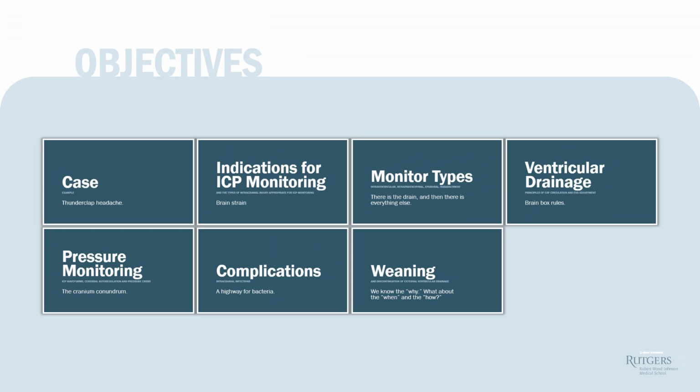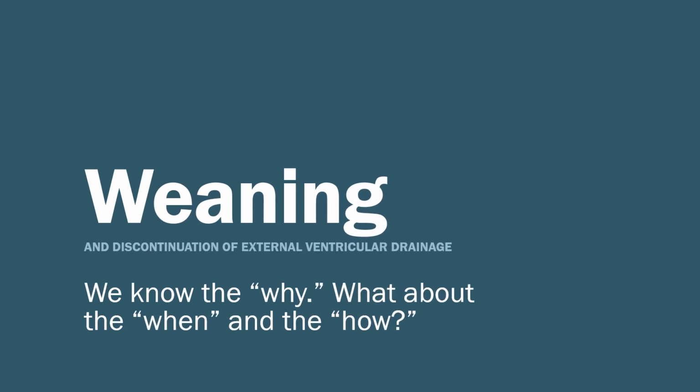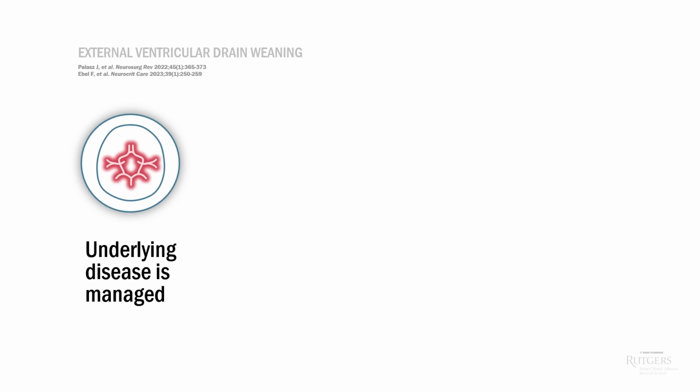And this brings us to the last part of this talk, EVD weaning. The when and the how. The timing of weaning is really defined by the underlying disease. If aneurysmal subarachnoid hemorrhage is the reason EVD was placed, you can estimate the timeline of hydrocephalus and blood clearance and time your wean accordingly. But no two patients are the same, and sometimes EVD weaning ends up feeling as much like the art of medicine as it does science.